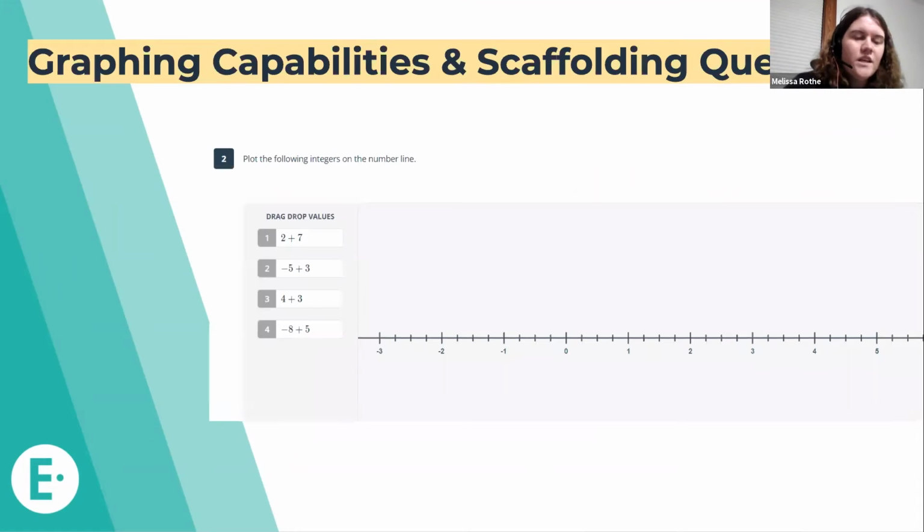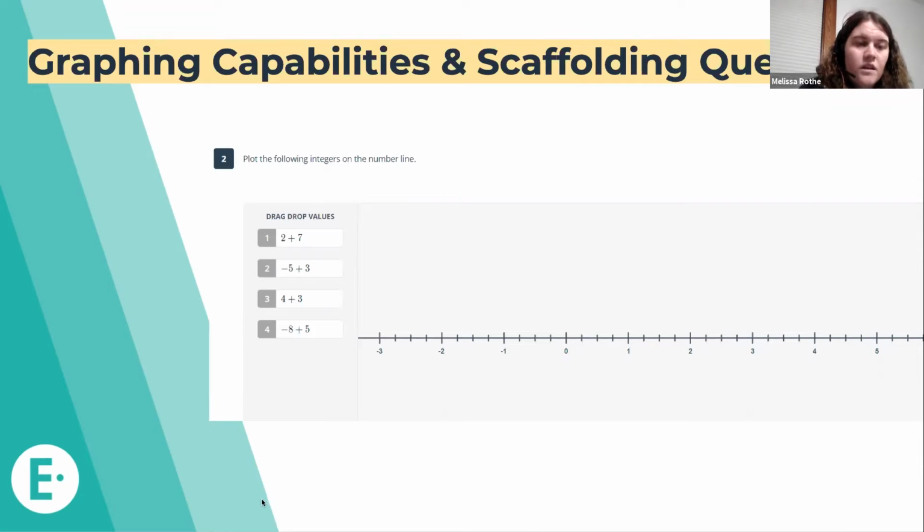I started using Edulastic last year when I was in a hybrid situation, and I really enjoyed using it with the math capabilities that it had and the graphing things I could do. So I pulled a whole bunch of different examples that I have used in the last couple weeks, and I know there's a lot more out there on the capabilities of the graphs on Edulastic.